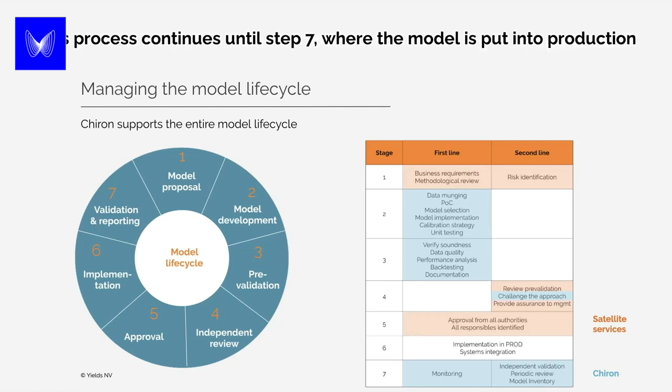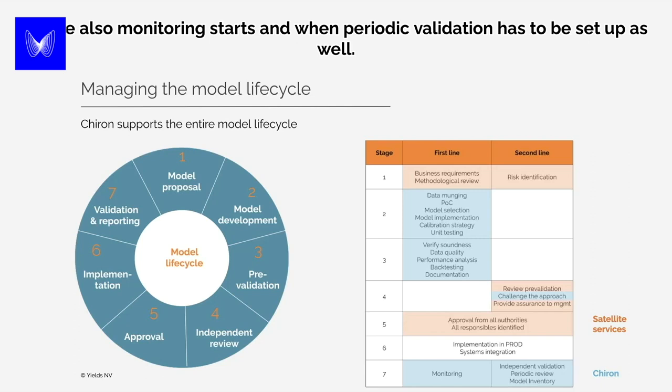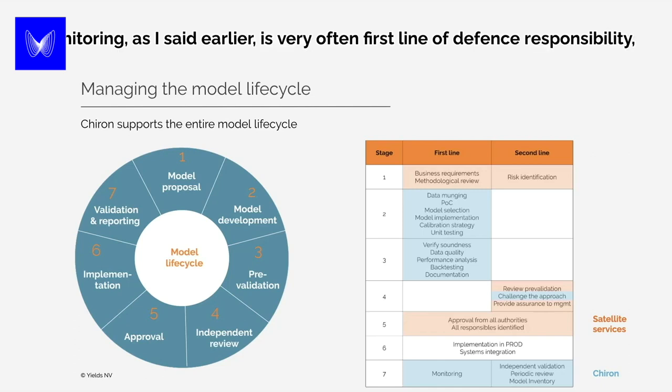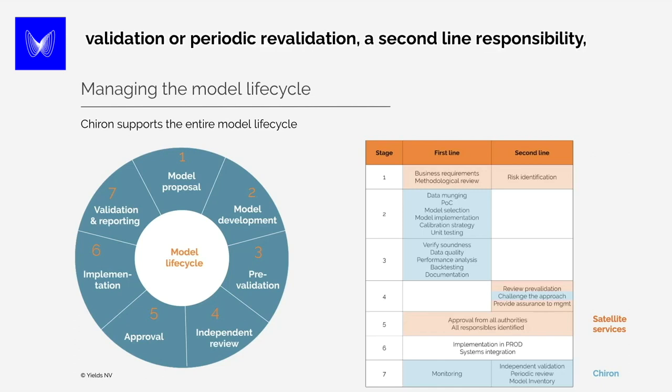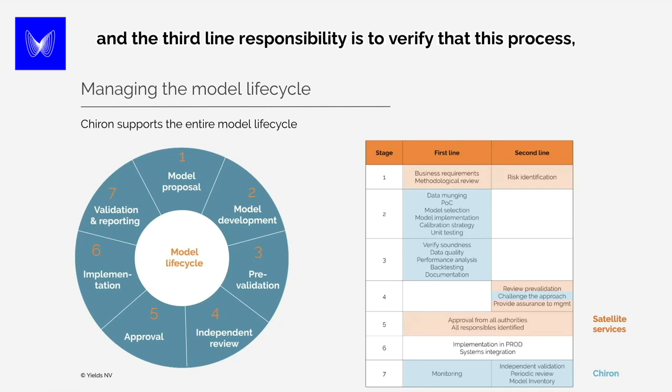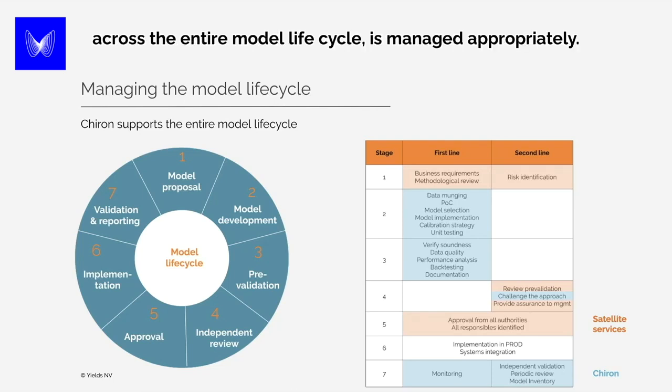This process continues until step 7, where the model is put into production, where also monitoring starts, and where periodic validation has to be set up as well. Monitoring, as I said earlier, is very often a first line of defense responsibility. Validation, or periodic revalidation, is a second line responsibility. And the third line responsibility is to verify that this process across the entire model lifecycle is managed appropriately.